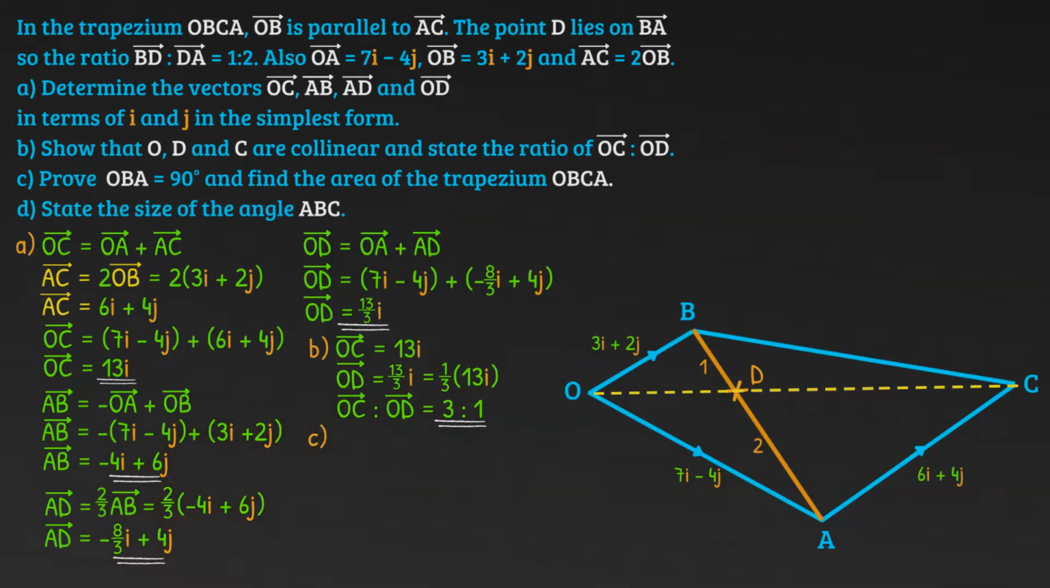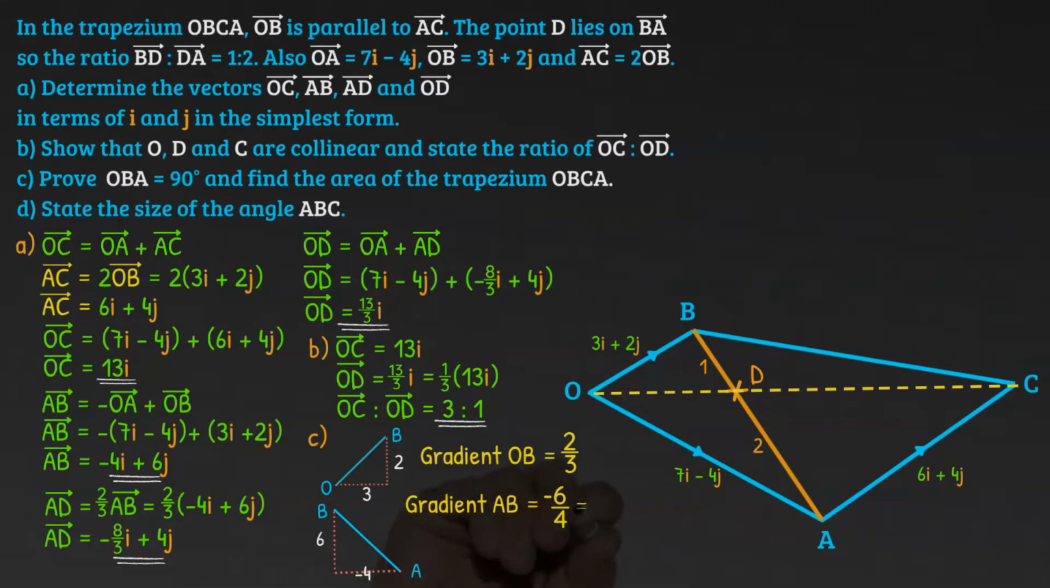Next, we want to prove that OBA is 90 degrees and we want to find the area of OBCA. Well, for a 90-degree angle, the lines must be perpendicular with each other, so OB has to be perpendicular to AB. And we know that the lines are perpendicular if the gradient of one times the gradient of the other is -1. So if we sketch OB, we can see the gradient of OB is 2/3, and if we sketch AB, we can see the gradient of AB is -6/4, which is -3/2. And if we multiply those two gradients together, we do indeed get -1. So we know that AB and OB are perpendicular, and therefore the angle OBA is 90 degrees.